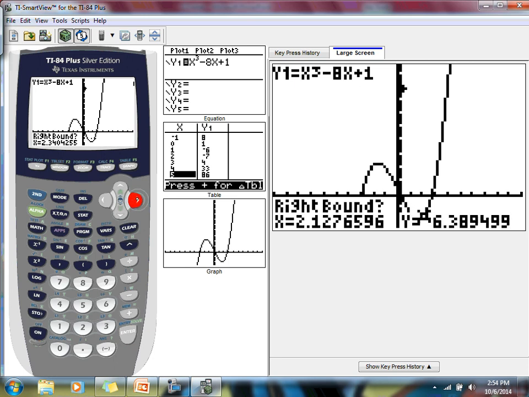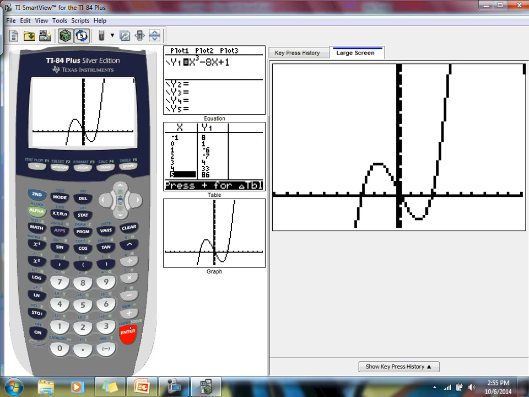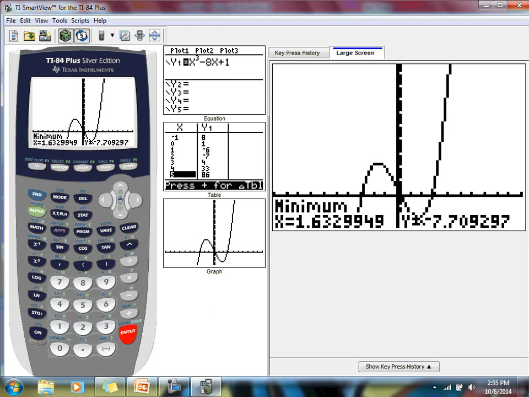And again, the calculator says left bound and right bound. That's just to tell you to put the cursor on the left side and the right side. Then the calculator will say guess. And remember, that's its way of saying, do you really want me to find this? And there you go, your minimum value. Now they give you the ordered pair. So the ordered pair is going to be 1.632 and then -7.709.